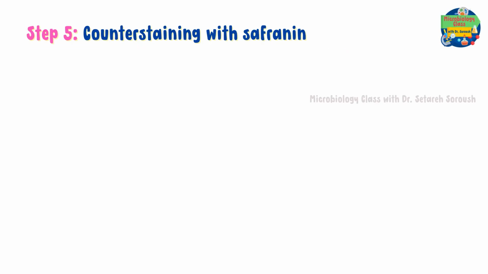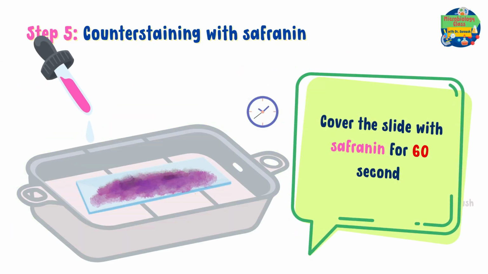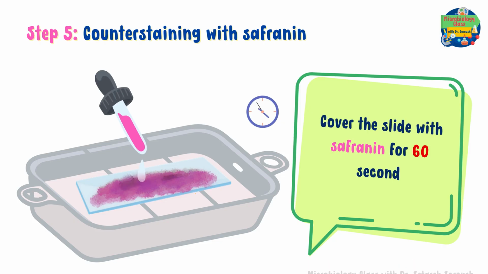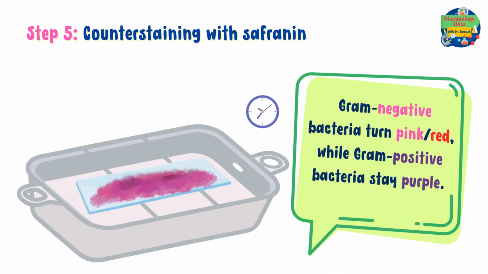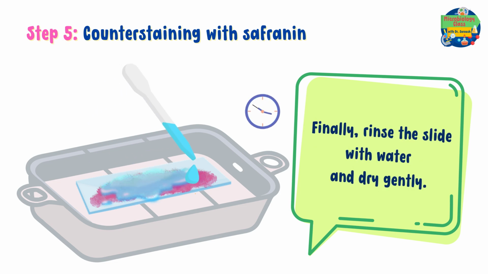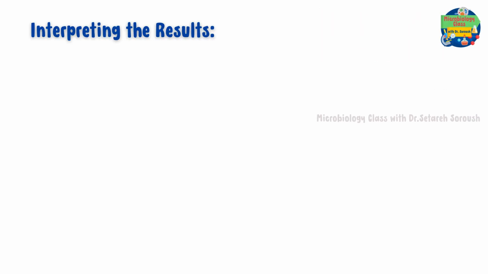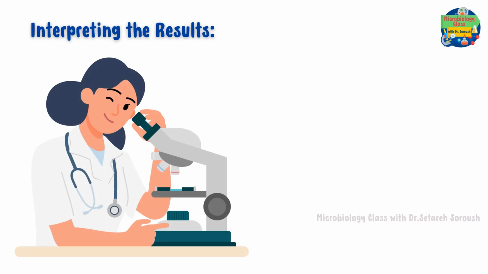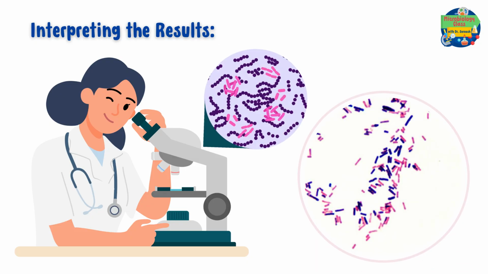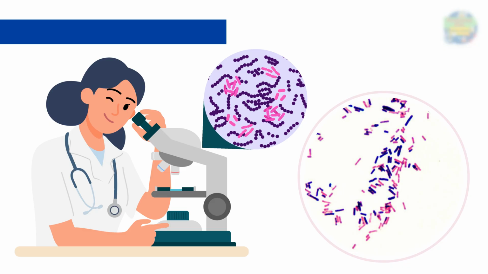The last step is counterstaining with safranin. Cover the slide with safranin for 60 seconds. Gram-negative bacteria turn pink or red, while gram-positive bacteria stay purple. Finally, rinse the slide with water and dry gently. Interpreting the results. Now the bacteria can be observed under the microscope. Gram-positive bacteria appear purple or dark blue, and gram-negative bacteria appear pink or red.